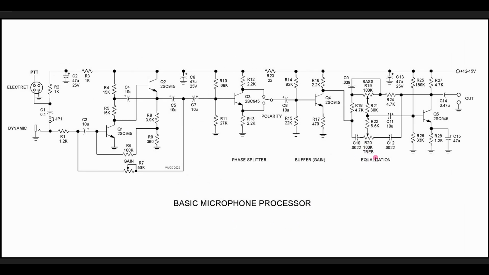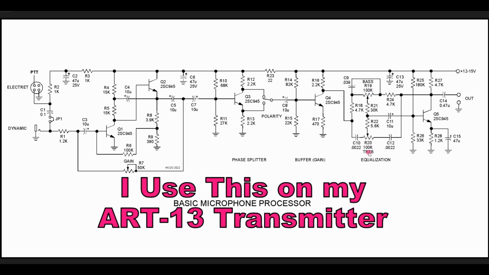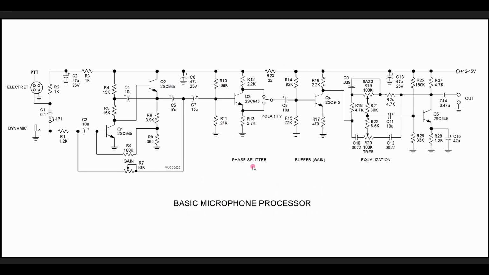Now I've tacked on equalization. With some EQ, we can correct the lows and the highs in the speech. We've done the preamplification to a safe level. We've done the polarity swap with a phase splitter. We've got a little bit of buffer gain here, and this was just because I wasn't sure how much gain I needed, so I put this in here so I could adjust gain last minute. And then we have a conventional bass treble equalization amplifier.